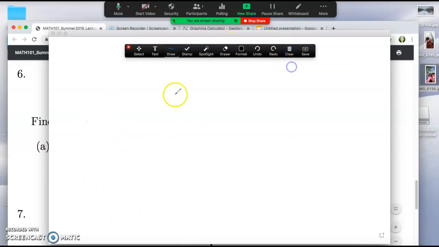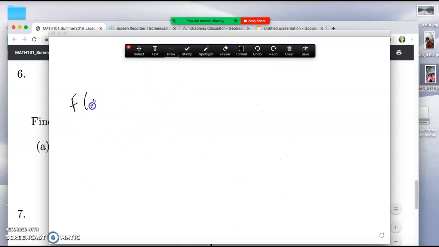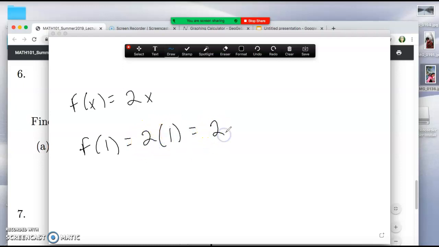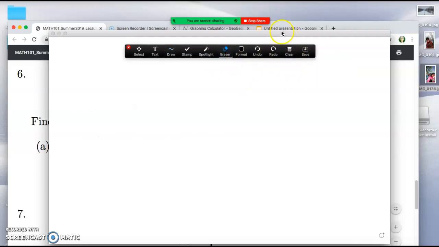So usually, you see something like this, and then they ask you, let's say, find f of 1. And then what you would do is substitute 1 for x and simplify. This is what you would normally do. But now there's more rules. So let me just write it down.